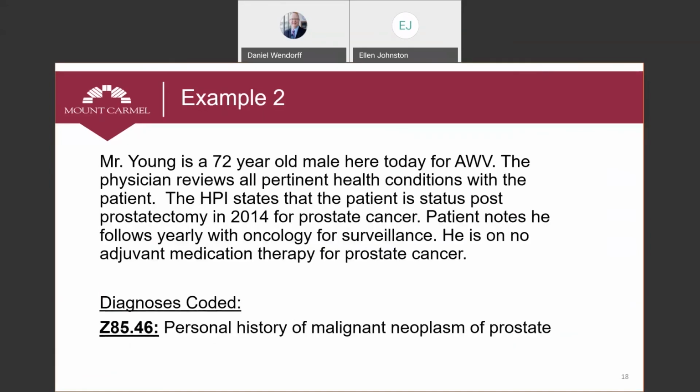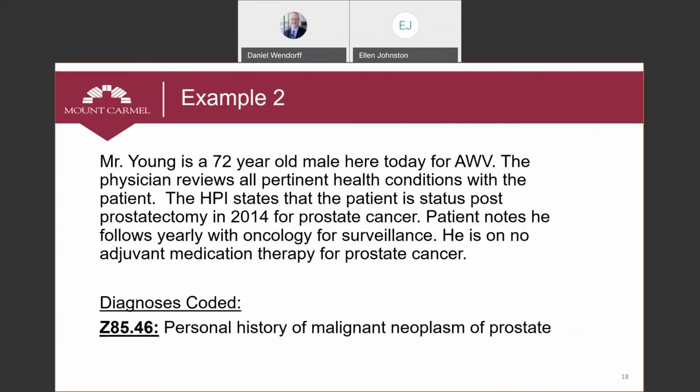Our second example is a 72-year-old male being seen for AWV. The physician reviews all pertinent health conditions with the patient. The HPI states that the patient is status post prostatectomy in 2014 for prostate cancer. Patient notes that he follows yearly with oncology for surveillance. For this example, the code that we should use is Z85.46, personal history of malignant neoplasm of prostate.